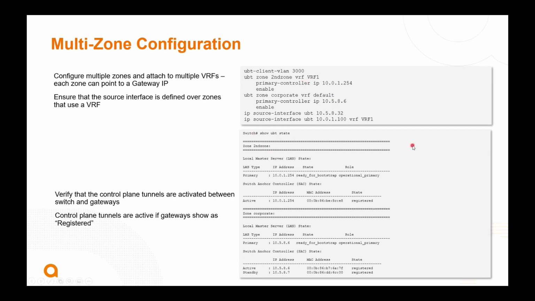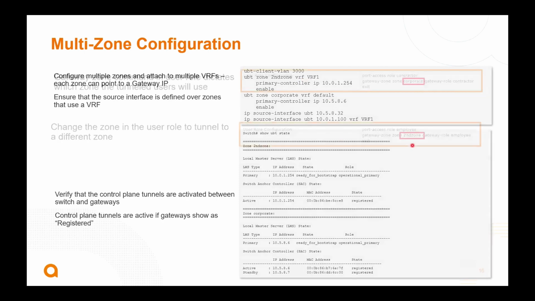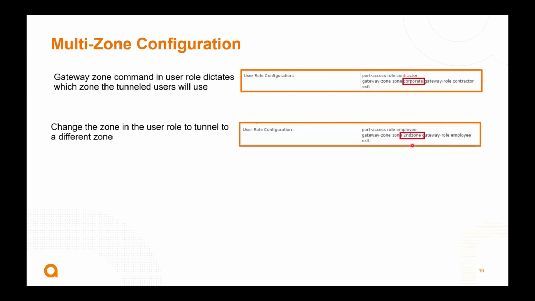How we verify that, we use the show UBT state command. Of course, that shows whether our gateways are registered or not. That's what we're looking for. If they're not registered, there are some things we can do to figure out why these gateways aren't coming up as registered, such as check your licenses, check connectivity, and make sure that the IP we're pointing the switch to is the quote unquote controller IP from the controller IP command on the gateway. That makes sure that it can come up successfully.